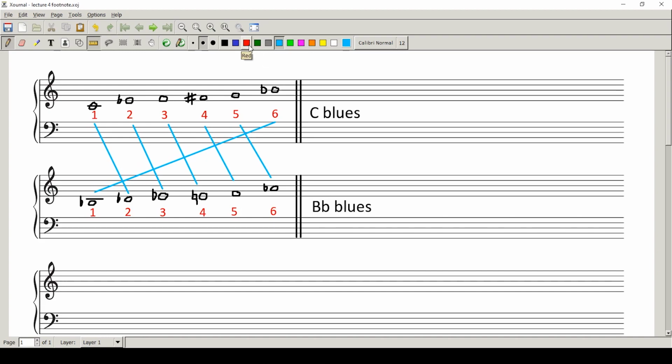And if I were going to add up all the motions that this makes, C going to D flat is a motion of 1. E flat to E flat is 0. F to E natural is 1. F sharp to F is 1. G to A flat is 1. And B flat to B flat is 0. So overall, I only had to do 4 semitones of motion to connect the two scales this way. That's a lot better than 12, which was our possibility before.